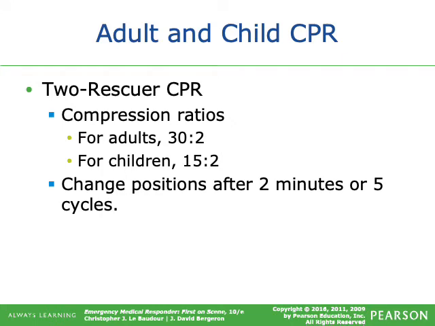Alright, 2 rescuer CPR compression ratios for adults is 30 to 2. For children, it's 15 to 2. Something you need to take note of. 2 rescuer CPR for adults is 30 to 2. For children, it's 15 to 2. Alright, change positions after 2 minutes or 5 cycles.